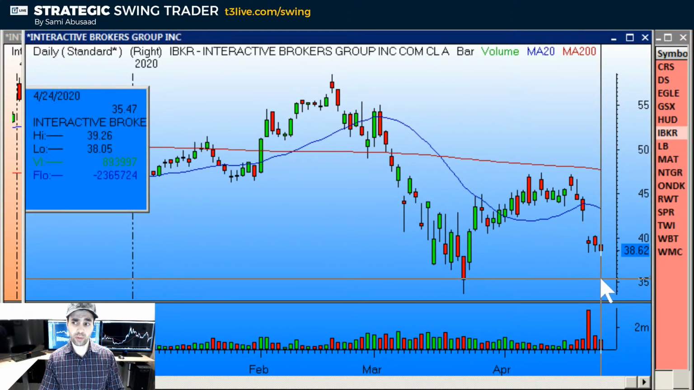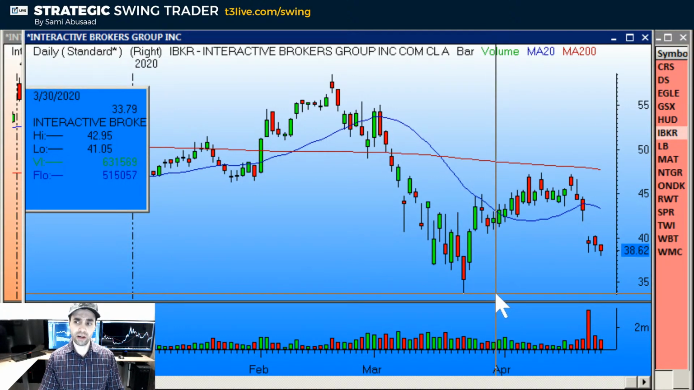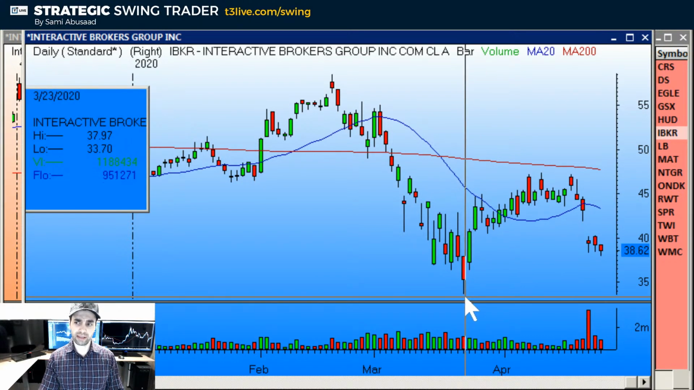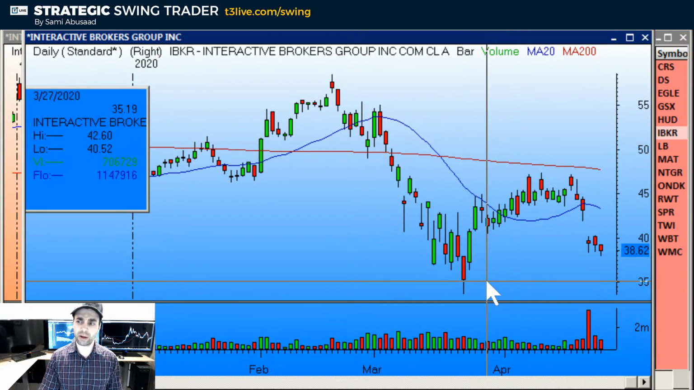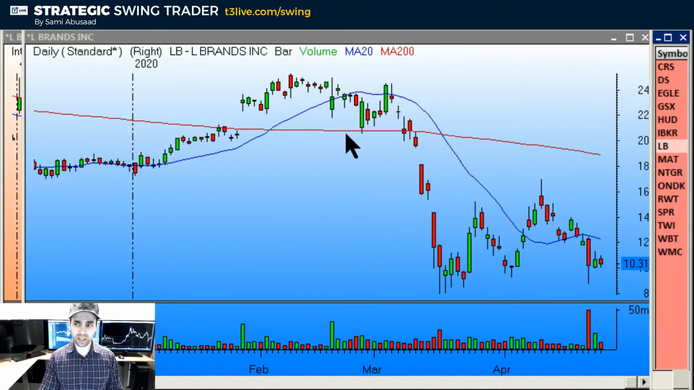So short under this bar's low, stop above these two bars, and target very clear around 34 bucks. The low is 34, I think. Oh, that's 33.70. So let's say the target is around 34 bucks. So I like the IBKR short. LB is a 1, 2, 3. I was gonna do it until I checked the reward to risk.